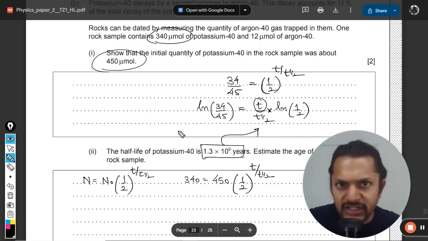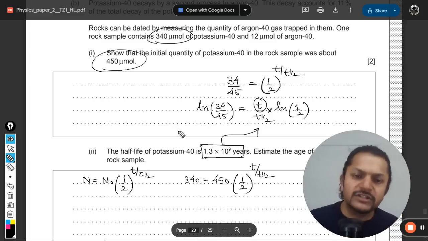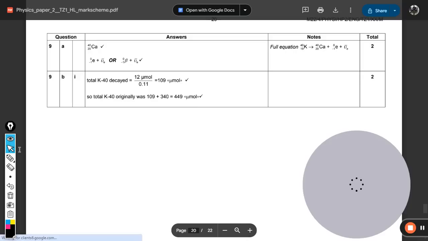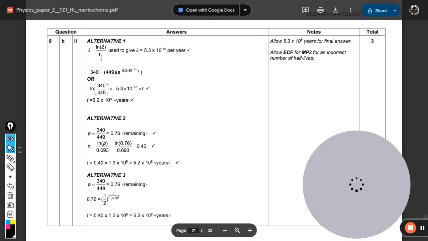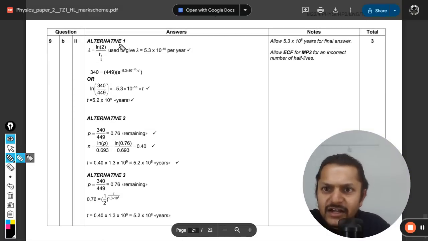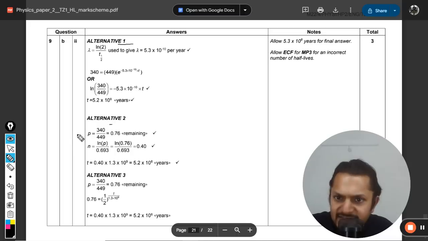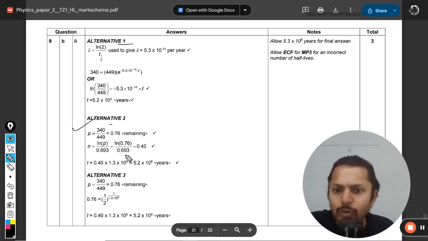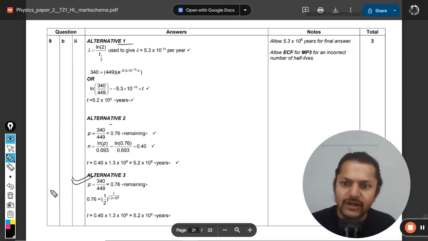So for this, I'm not using the calculator now, it would be taking time. You people can find this answer by yourself. Let us go to the mark scheme and see if they have done the same thing. Yes, this is a different alternative. This is alternative 3, sorry. Alternative 3 is what we did.